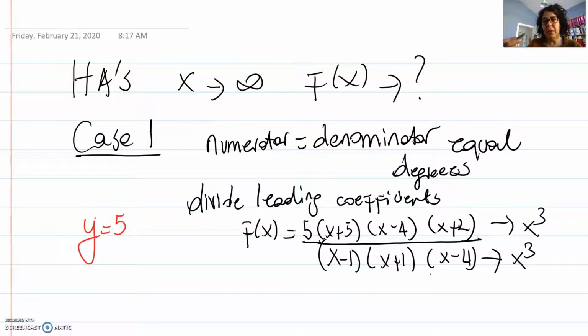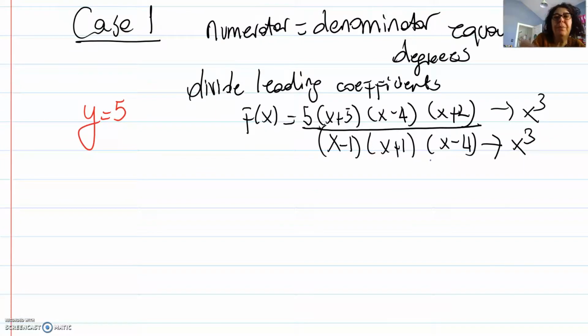So equal degree on numerator and denominator. It doesn't matter, it's x cubed, x squared, x. They need to have equal degrees. Divide their leading coefficients. It will be an equation because it's an asymptote. That will be y equals 5. Okay, case 2.